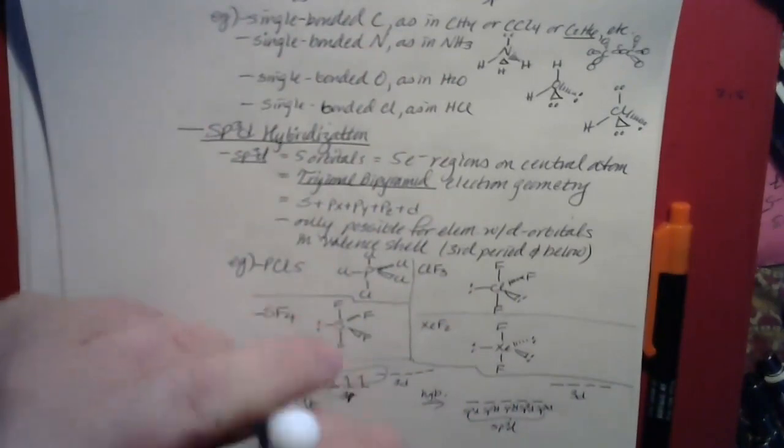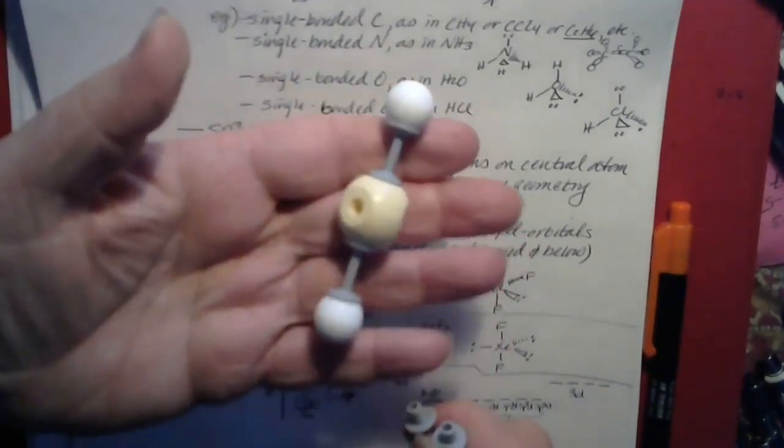And if you ignore the lone pairs and just look at where the atoms are, the geometry is called linear. You've got a bunch of lone pairs around the central atom, but you've only got atoms that are directly opposite each other, so that would be linear.